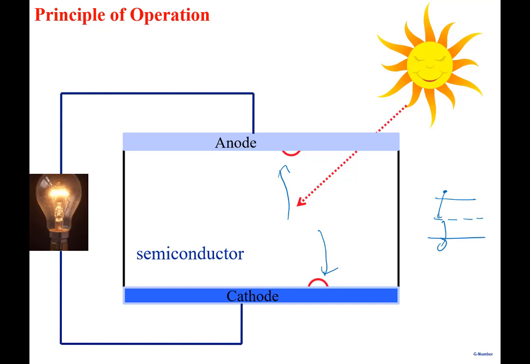The second challenge is, once the photon is absorbed, you need to separate the electron and hole. If you don't separate them, then they're going to recombine, and they will be lost. So the other challenge is the separation of electrons and holes, right? So these are the two challenges that you're seeing here.